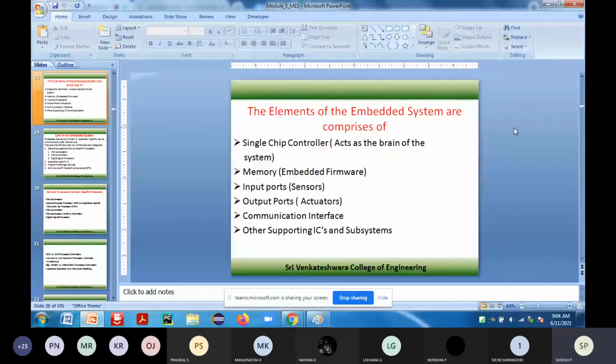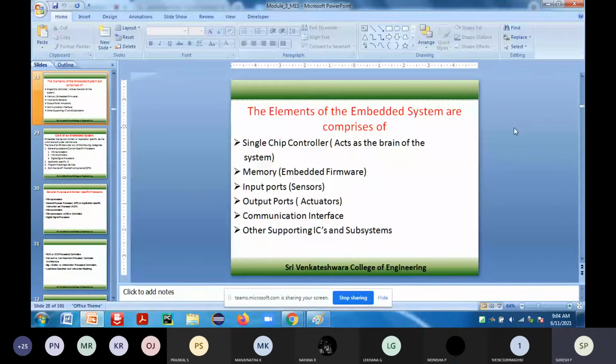So the firmware is nothing but what? It is going to hold the software which is loaded into your read-only memory. So it is burned into a read-only memory. A typical example of this particular memory is your BIOS.